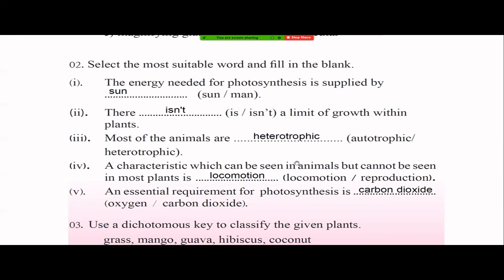When it comes to reproduction, that means producing babies, producing your next generation, that is common to both animals and plants. So the characteristic which can only be seen in animals is locomotion. Next one: an essential requirement for photosynthesis is... I show you the picture, we took sunlight, water and carbon dioxide, right? So the answer should be carbon dioxide, because oxygen is what we release when photosynthesis happens.